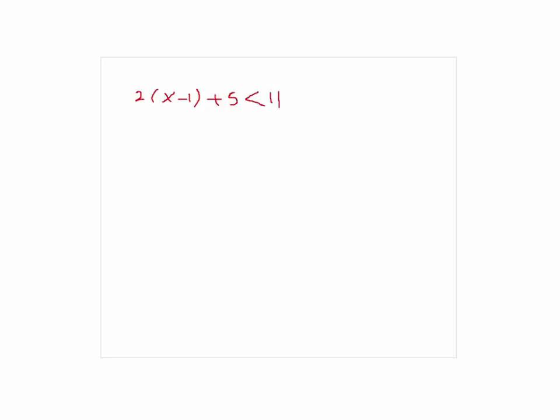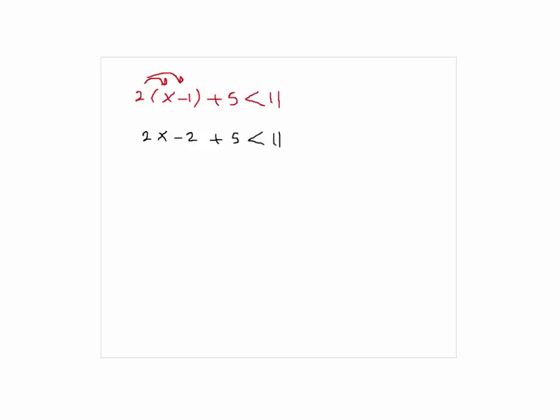those of you with the microphone, just go ahead and click on that and talk. Distribute? Yeah. The first step would be to distribute here. Let's do that. I get 2x minus 2 plus 5 less than 11. Okay, that is how we distribute.